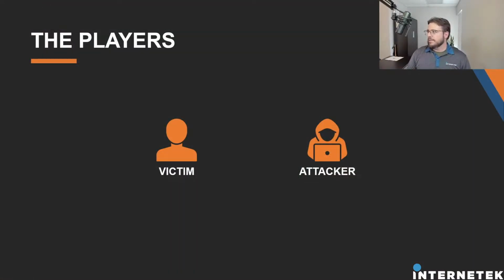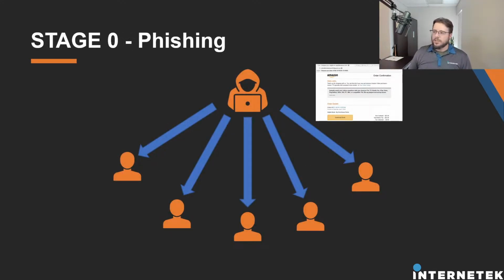So for this, we're going to have two players in our little act here. The victim and our attacker. Attacker has a hoodie, of course, as per tradition. So stage 0 is phishing. Some attacks will call this stage 1 or something else. I just call it stage 0 because at this point, the attack actually hasn't begun yet. This is where they've spread out these emails and said, what can I get?